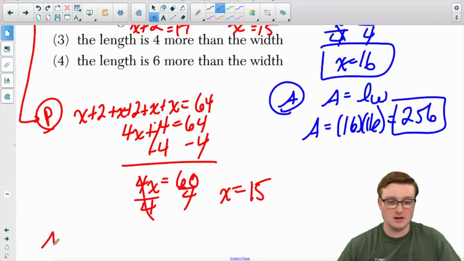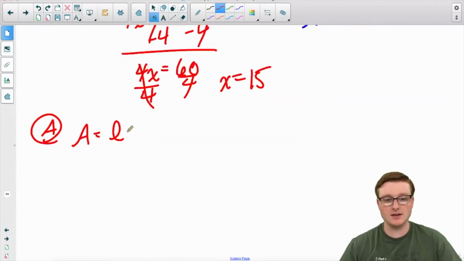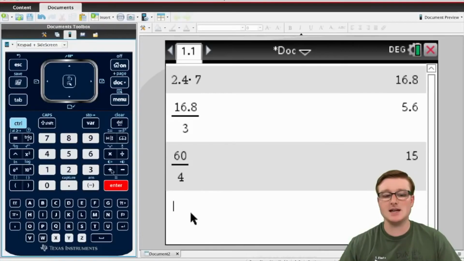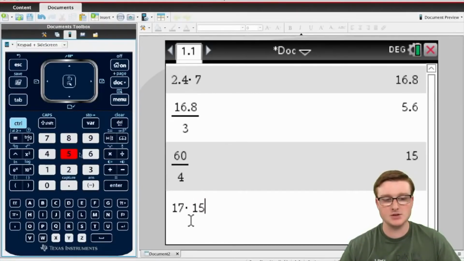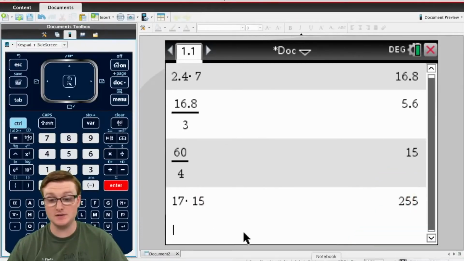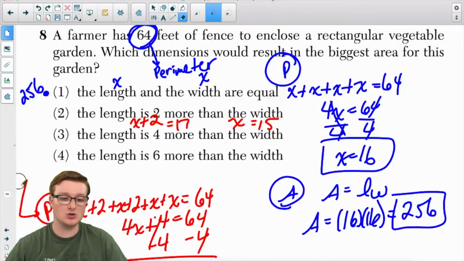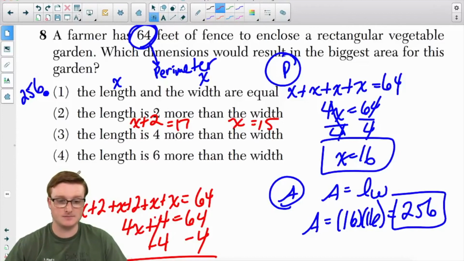Now the area, again, this time is a rectangle. The area of a rectangle is still length times width. So the area is equal to 17 times 15. When you take 17 times 15 and you plug it in to your calculator, you get 255. So the area of choice 2 is going to be 255.